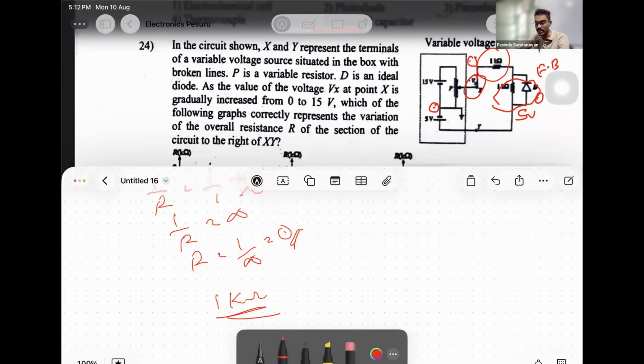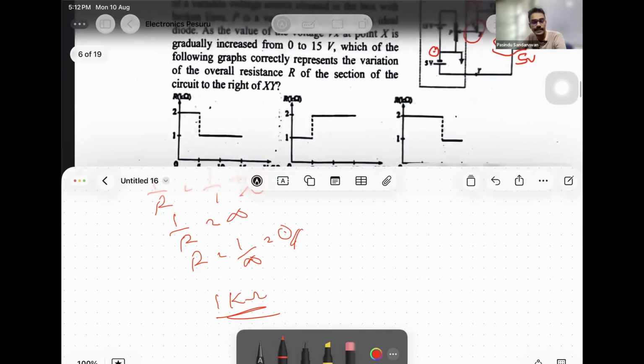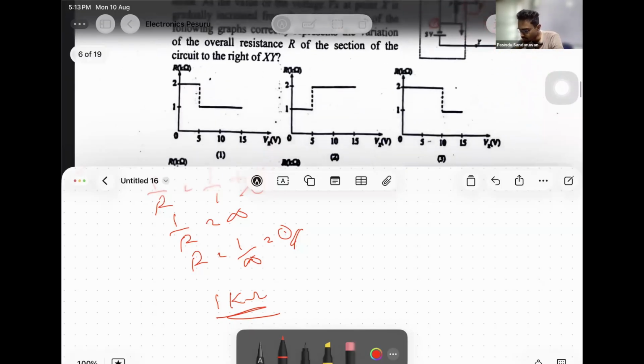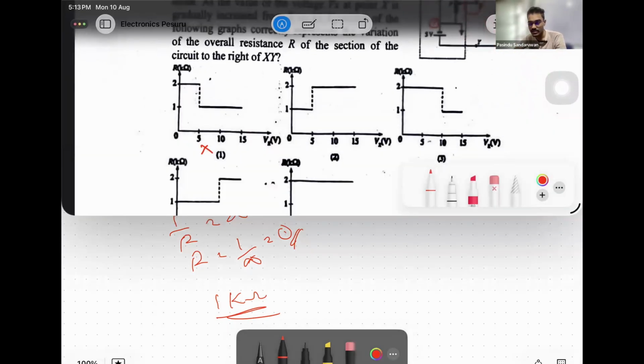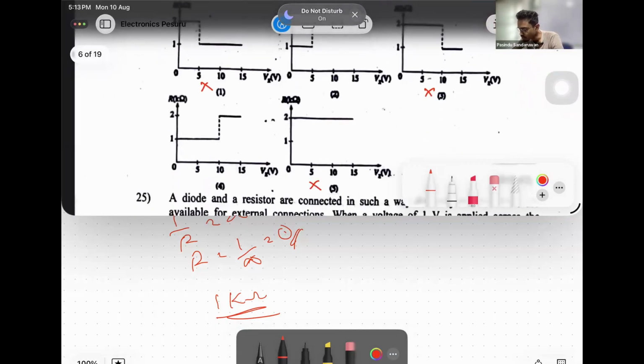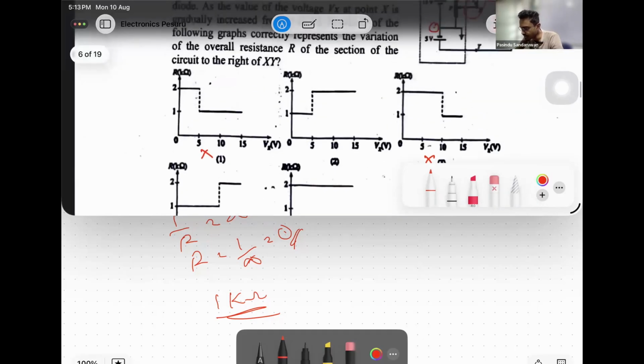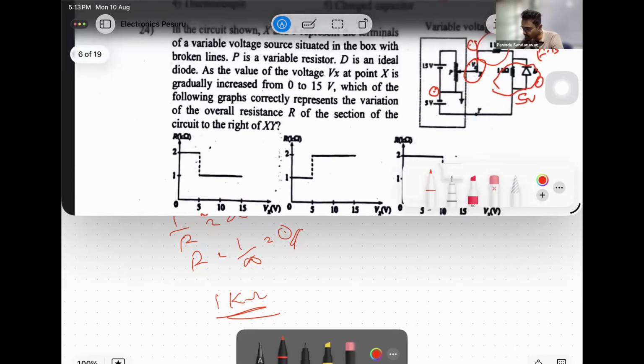When Vx is 0, it is 1 kilo ohm. Then from these answers, this one is wrong because initially it should be 1. Then this is also wrong. From that very first check, I have only 2 answers remaining. Then you better check with the other end.